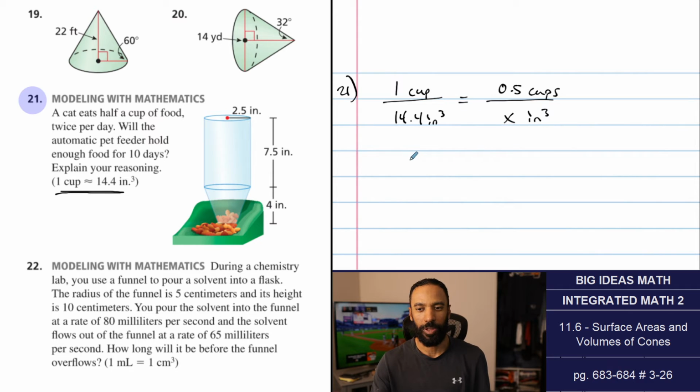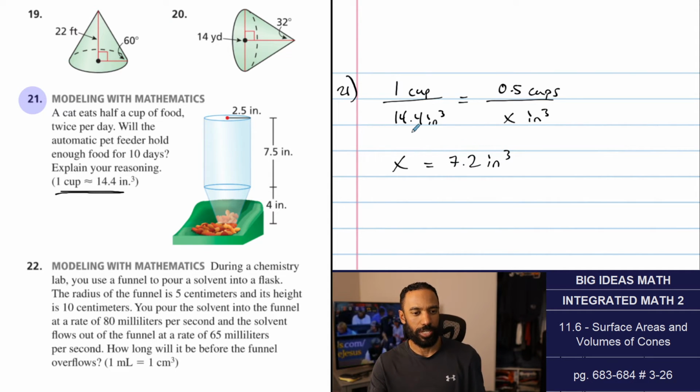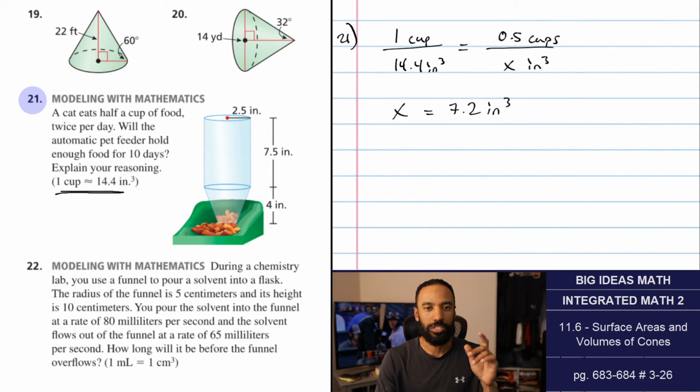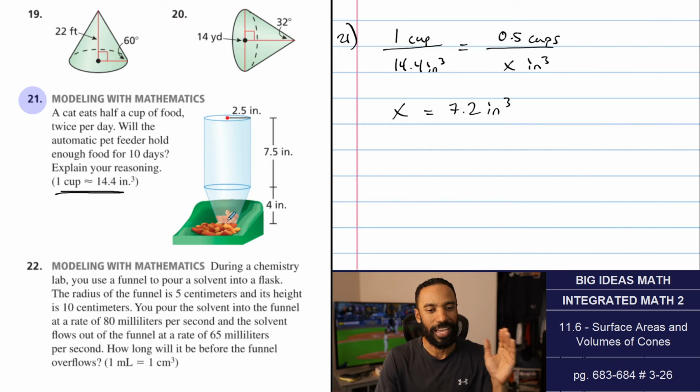So if you cross multiply, you get x equals 14.4 times 1/2. So that's 7.2. So you divide by 2. So 7.2 cubic inches needs to be the amount of volume here. The question is, will this volume of these two things exceed?